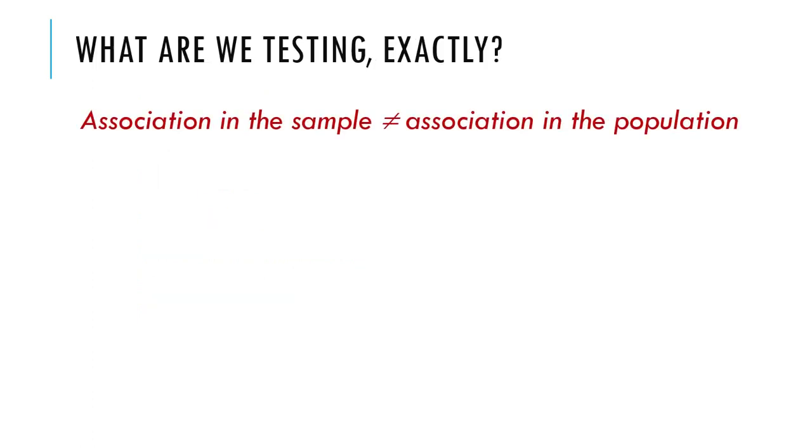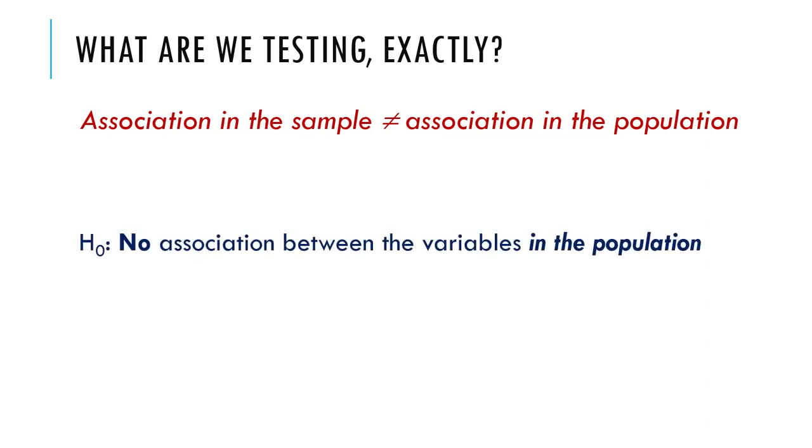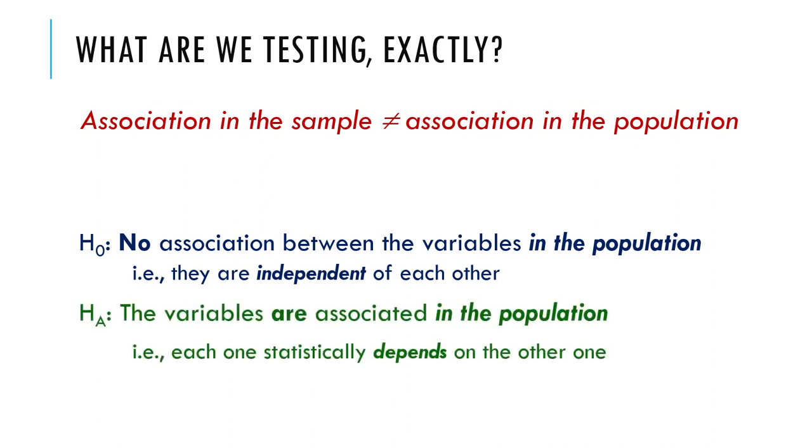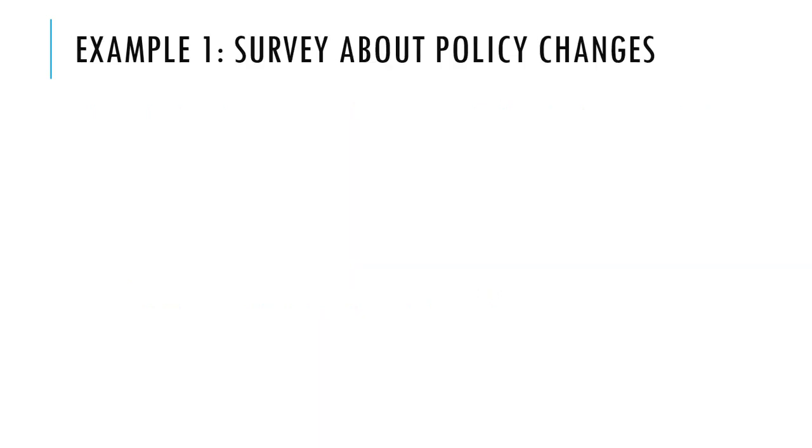So we're always testing the question of whether an association we see in the sample tells us about an association that might exist in the population. The null hypothesis is that there is no association between these two categorical variables in the population, and the alternative hypothesis is that there is an association. Now, those things can be rephrased in terms of independence of the variables or dependence of the variables on each other, because association is dependence. Lack of association is independence. So this is what our null hypotheses are always going to be. And we'll see these hypotheses again with numerical variables when we're doing regression and correlation.